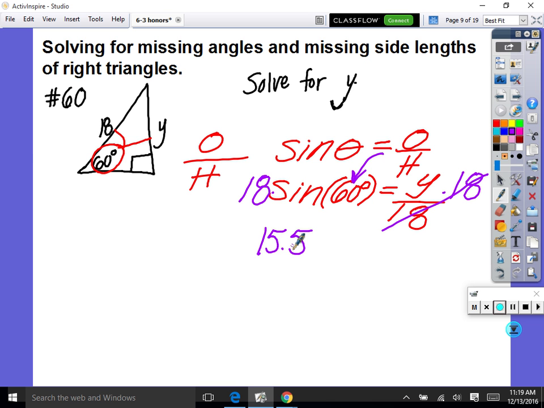15.5. This is wrong. We gotta stop. We need exact answers. We don't want decimal answers. That's secondary 2 level. So now that we're at secondary 3, you literally will not be able to use a calculator during this portion of the test. I have calculator portion, non-calculator. So what would we do? What is the exact value of sine of 60 degrees?